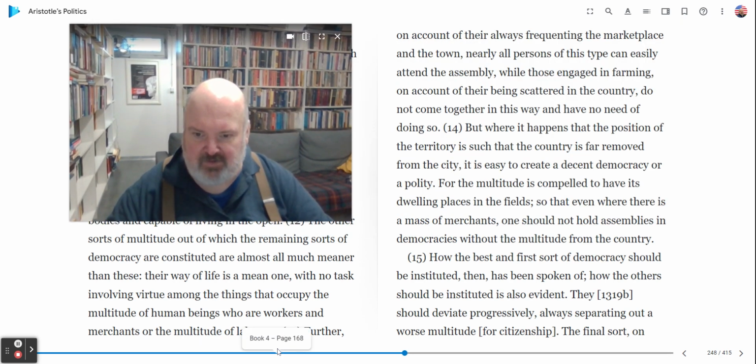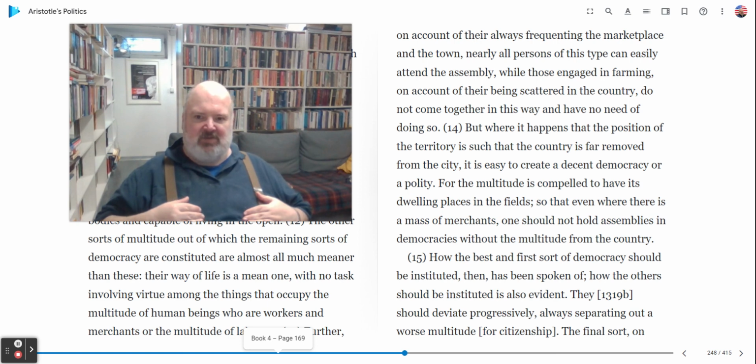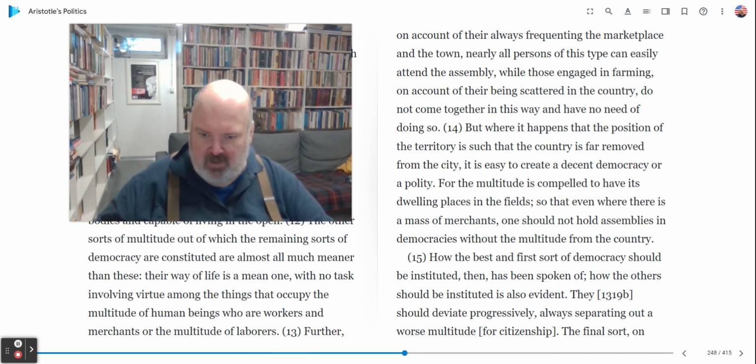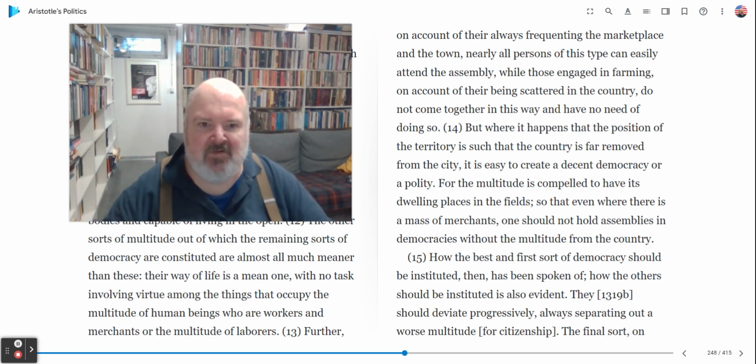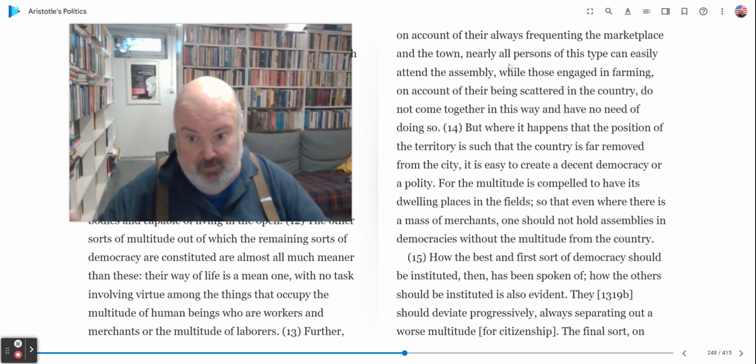So, the other ones. Now notice he doesn't go into as much detail in these other ones. There's something in common with these: the craftsmen, the crafts guildsmen, the merchants, and the laborers. Further, on account of their always frequenting the marketplace in the town, nearly all persons of this type can easily attend the assembly. In other words, because they're so much in the market, they're going to be there in the assembly, while farmers are going to be farther away.